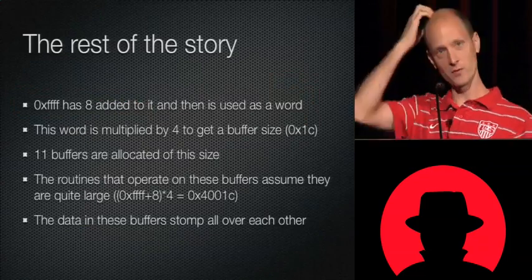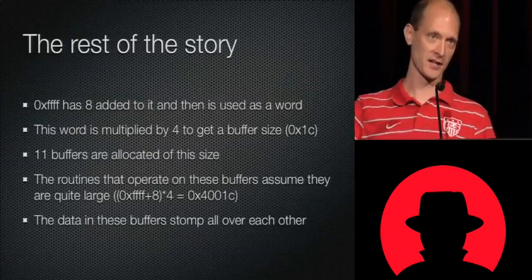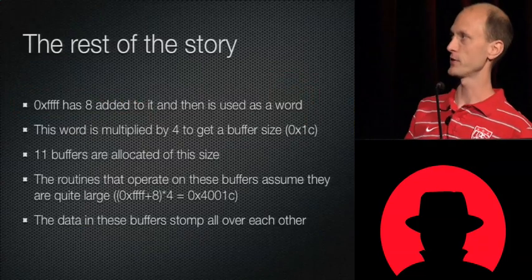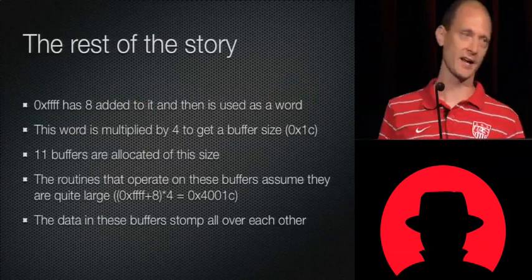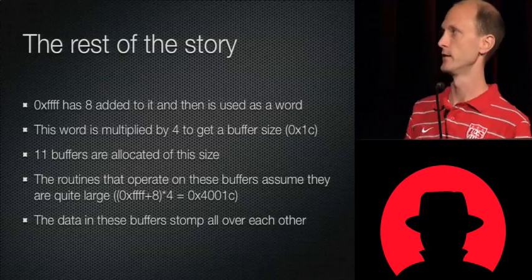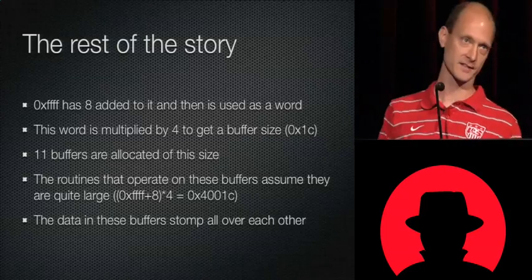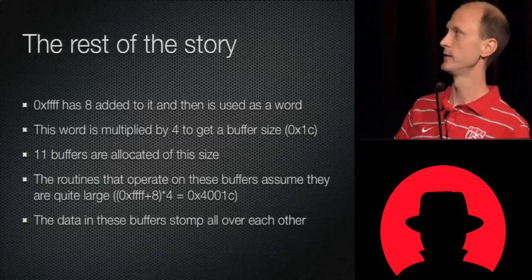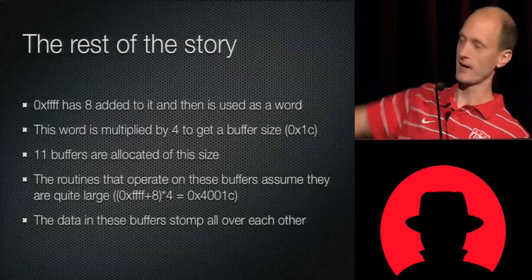So then what's the end of the story? And this is all outlined in the actual white paper, but I don't have time here. So this FFFF we saw had 8 added to it. It overflowed, and then it uses this for an allocation size. So it multiplies by 4 to get the size because it's like DWORDs. So the size in the bad file is 1C.